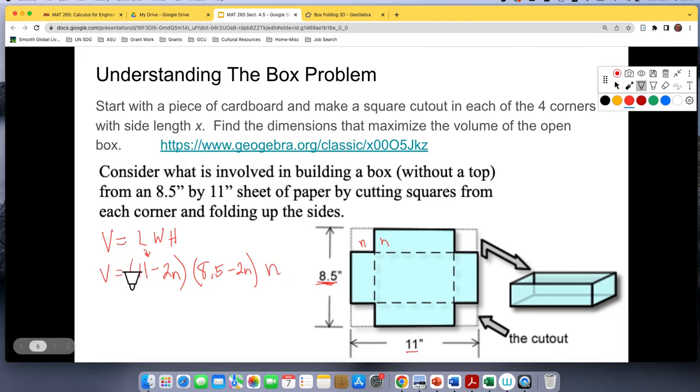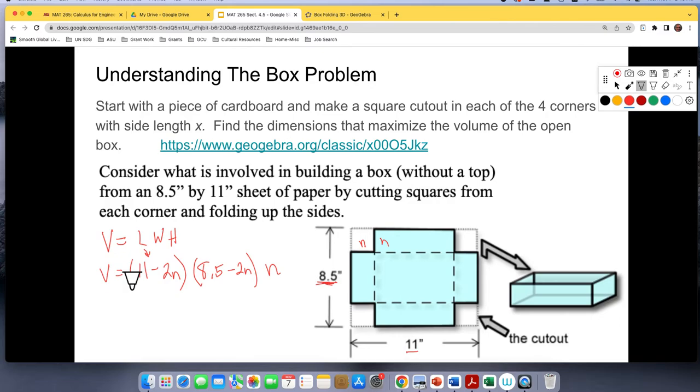So that's our volume, and what do we want to do with that volume? I want to find where the maximum is, and again, we looked at the graph and we could see that it's not at the endpoints, because if I don't make a cut, I've got no volume. If I cut all the way to the middle, I have no volume either because there's nothing left to fold up. So the two endpoints don't help us. There's got to be somewhere in between that I get that maximum. How will I find where that is?